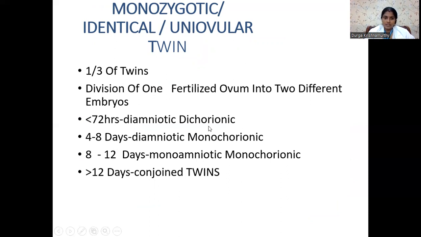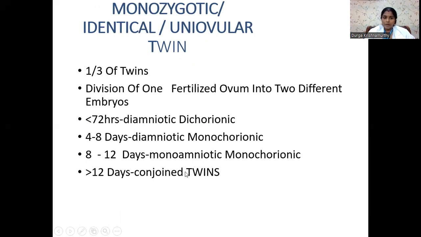or 72 hours, we call it diamniotic, dichorionic. If it takes place between the 4th to 8th day, it is called monochorionic and diamniotic. If it takes place between the 8th to 12th day, we call it monochorionic and monoamniotic. If the division takes place after 12 days, we call it conjoined twins.